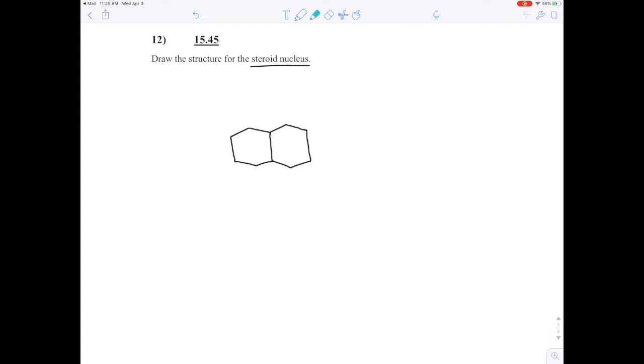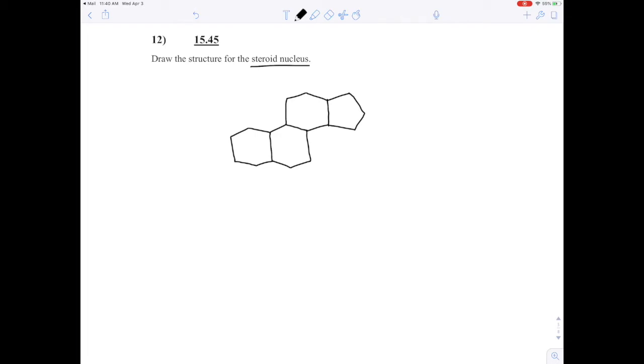Now we're going to go up and to the right. So over here, go up, up. And so that's 3 6-membered rings. Let me make that a little more symmetrical. And then you want a 5-membered ring. So right there. And that is the steroid nucleus.